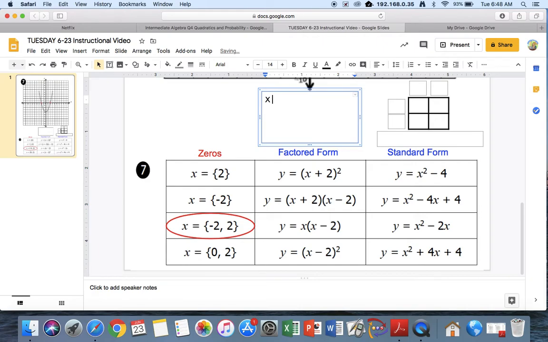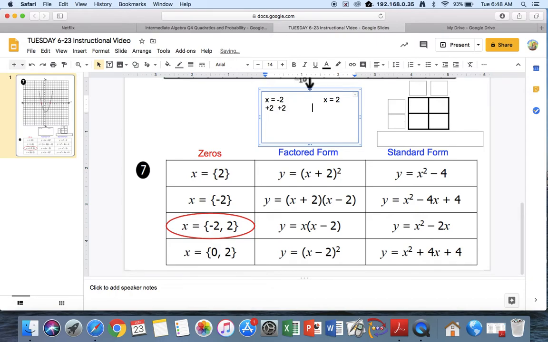So x is equal to -2 and x is equal to 2. I want to know what the factored form is, so I need the 2 to be with the x. To do that, you're just going to solve it that way. Since I have x equals -2 and I want that -2 to go to 0, and that's why it's called zeros, I'm going to add 2 to both sides.